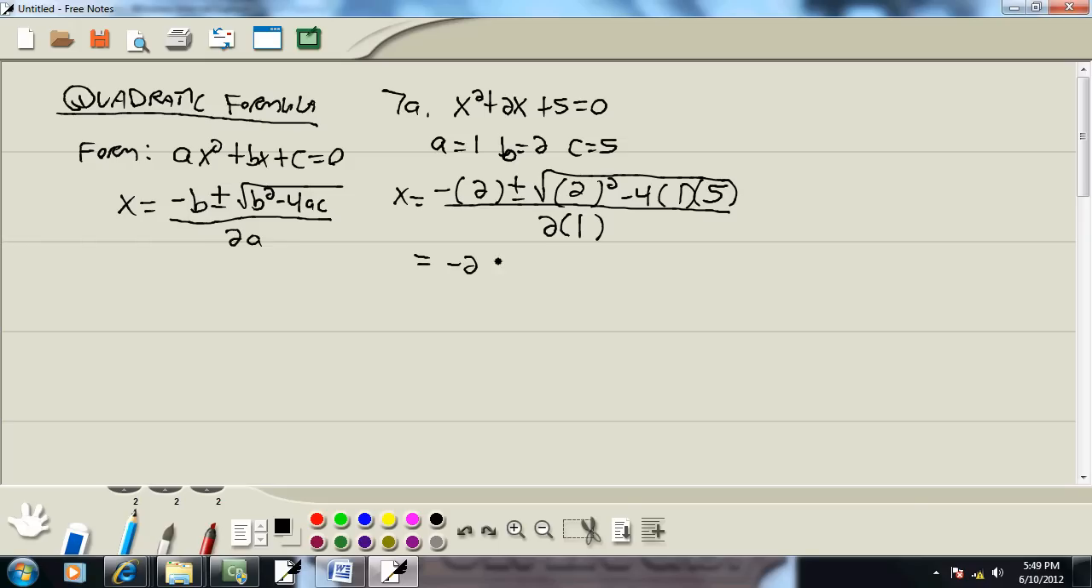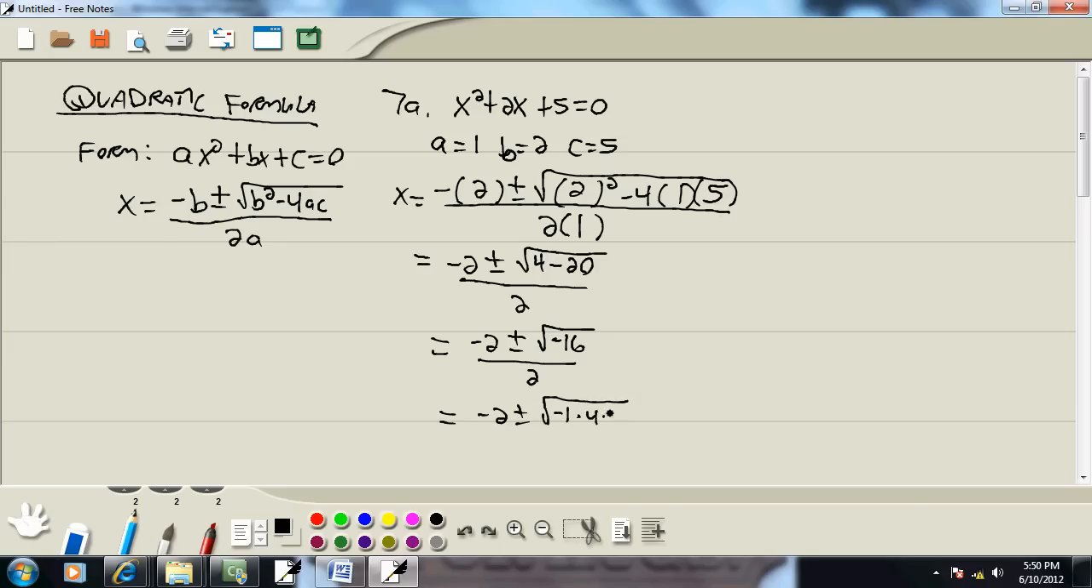So then we got negative 2 plus or minus the square root of 2 squared, which is 4, minus 4 times 1 is 4, times 5 is 20. So we got 4 minus 20 over 2, which gives us negative 2 plus or minus the square root of 4 minus 20, which gives us negative 16, over 2. And negative 16 is negative 1 times 4 times 4 over 2.